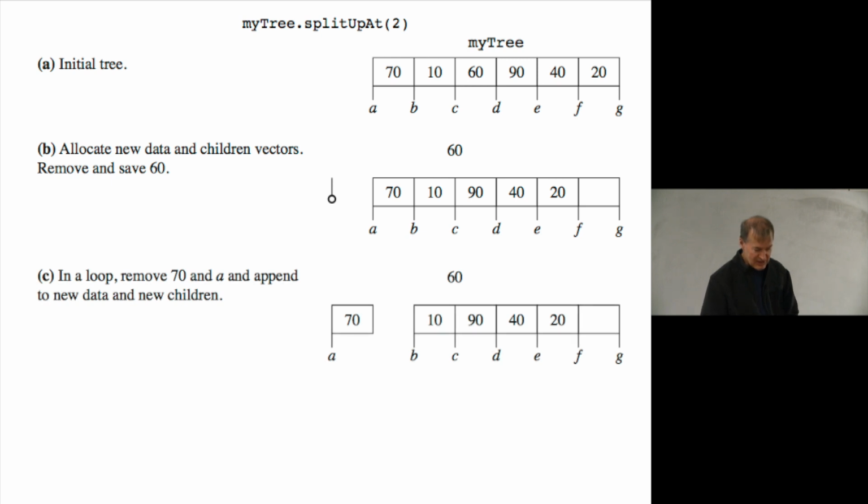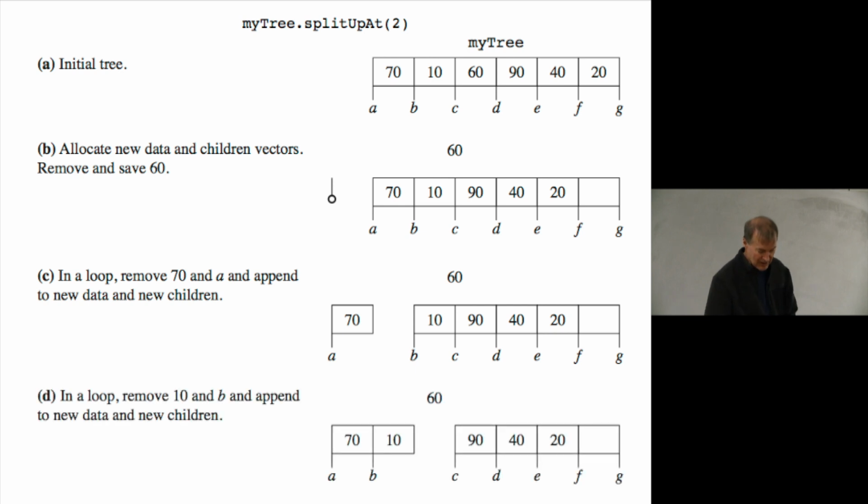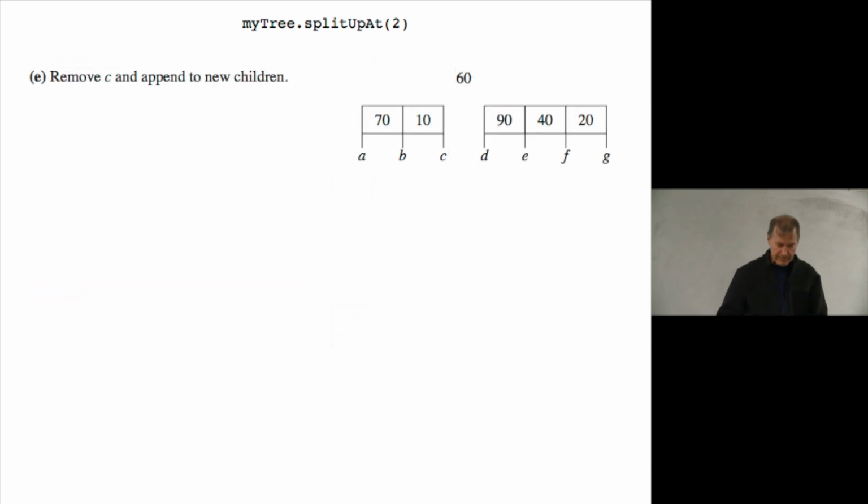And then in part C, in a loop, you take these things a pair at a time, like the left child of 70 and 70 itself, and you append it to the new data and the new children. And then in part D, we take the 10 and the B, and we append that to the new children. So that's the other part of the loop. And now in part E, we remove C and append to new children.